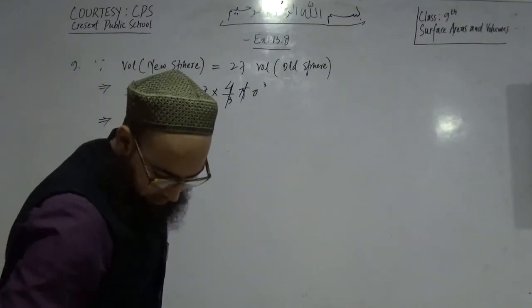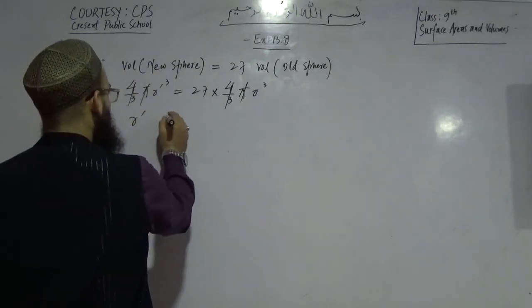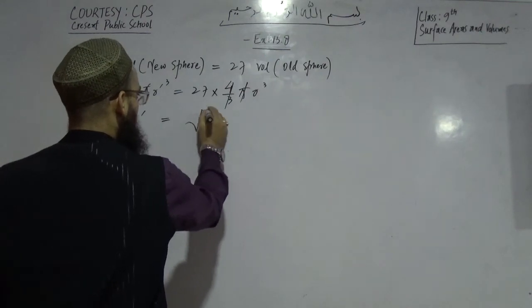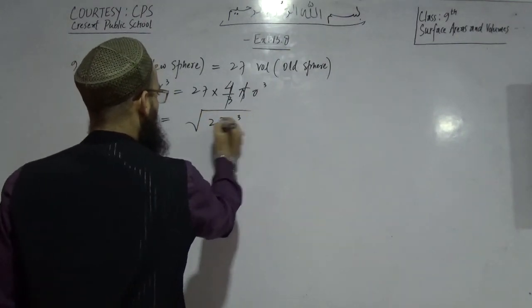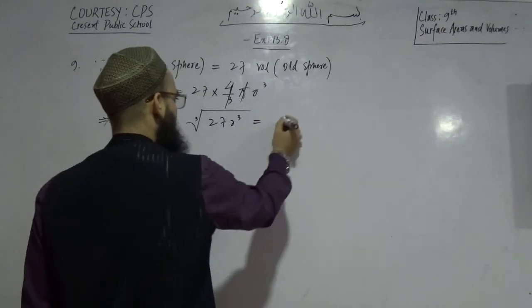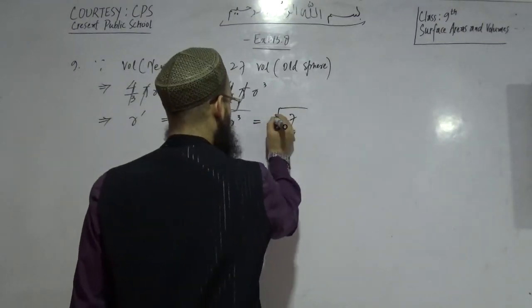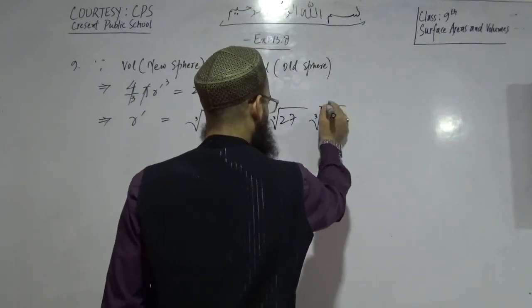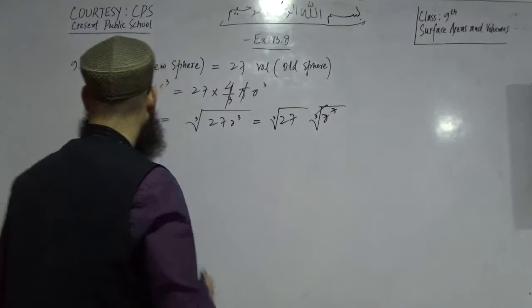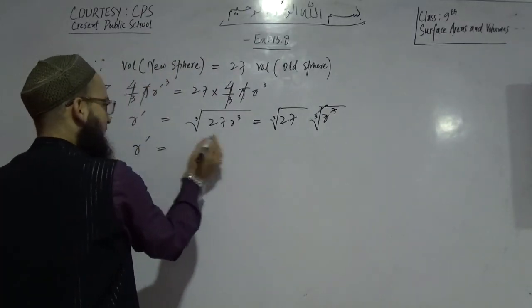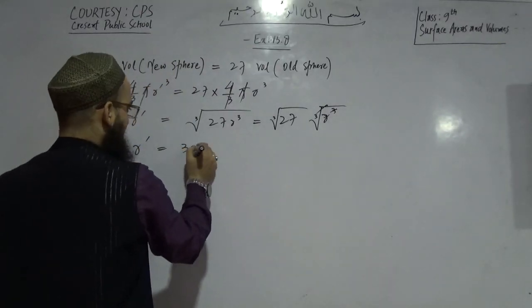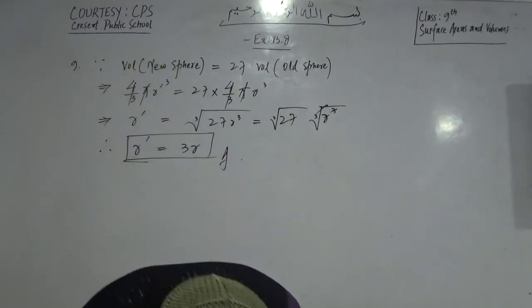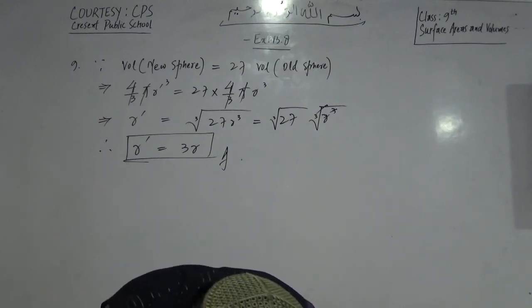Now you need to find r dash. So r dash is equal to the cube root of 27 r cube. Cube and cube root get cancelled, and the cube root of 27 is 3, so r dash is 3r. That's your answer. So the new radius is 3 times the older radius.